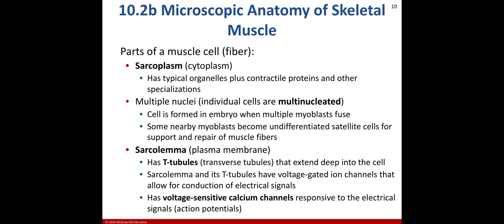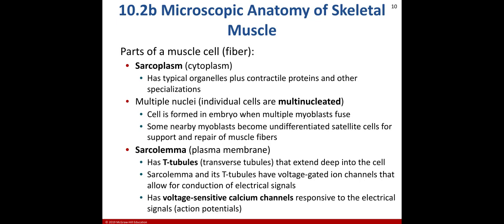A muscle fiber also is going to have multiple nuclei, or we say individual cells are multinucleated. The cell is formed in the embryo when there are multiple myoblasts that fuse together. Some of the nearby myoblasts can become undifferentiated satellite cells that repair and support our muscle fiber or our muscle cells.